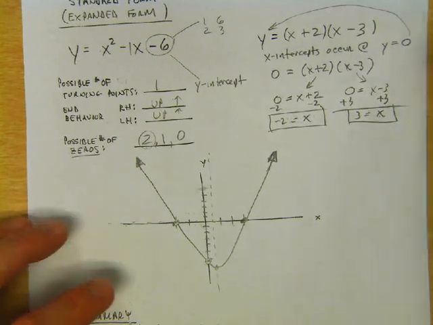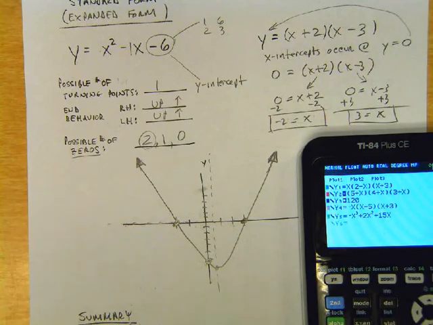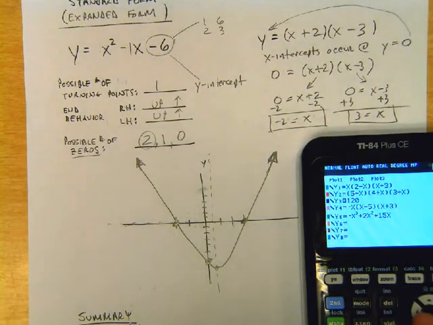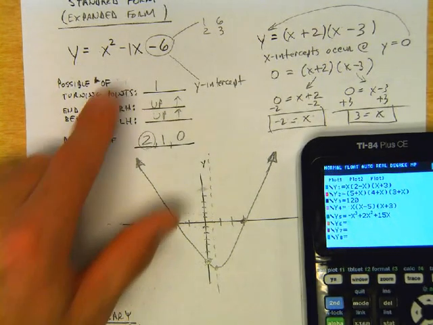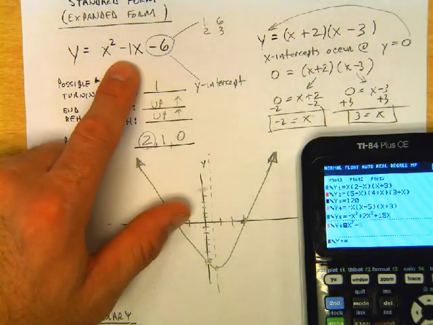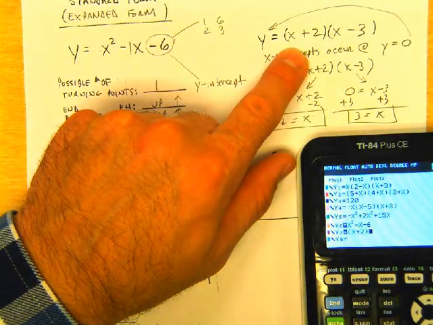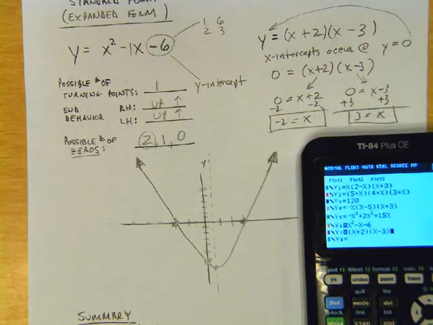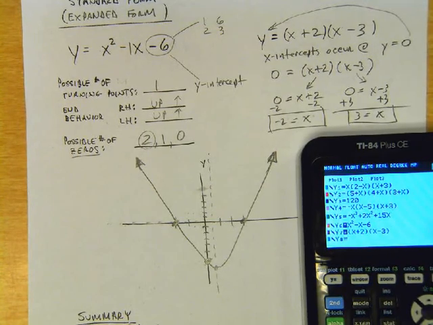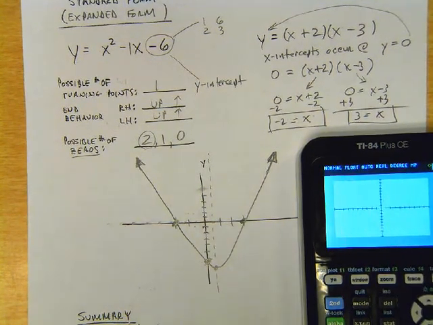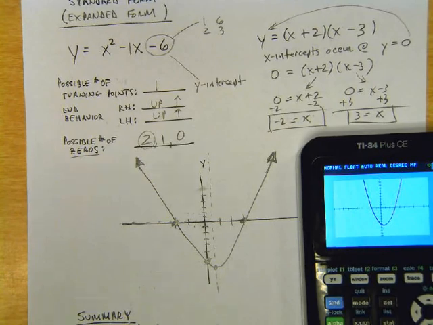Now, get your calculator out and go to y equals, and put in x squared minus x minus 6, and also graph the factored form, x plus 2 times x minus 3. When you graph these, they should be the same graph if we did our factoring right. So that's a way we can check our work. You can do a zoom 6, and that looks pretty good.